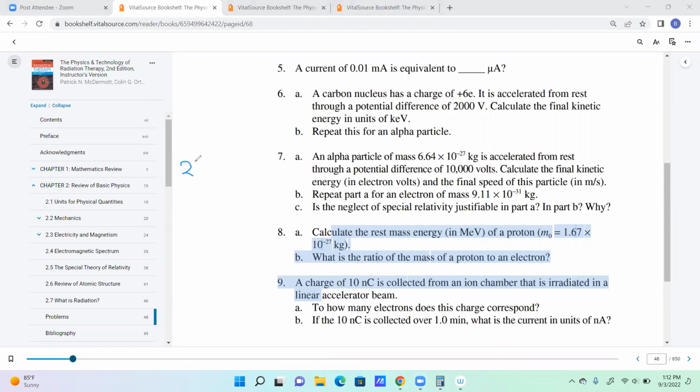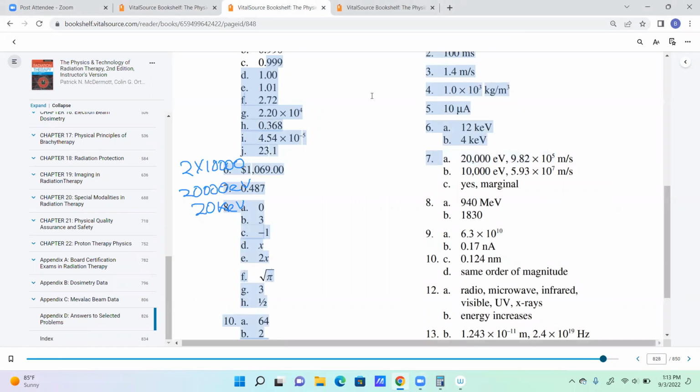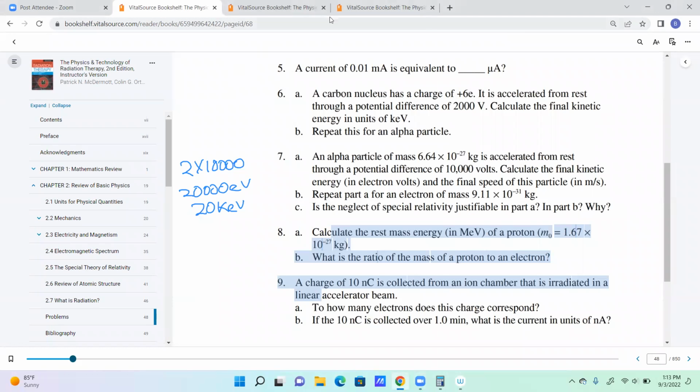Again, we're going to take 2 and multiply it by 10,000. And so we come up with 20,000 electron volts, or 20 keV. Is this in fact the answer for 7A? Let's see. 20 keV. Very good.